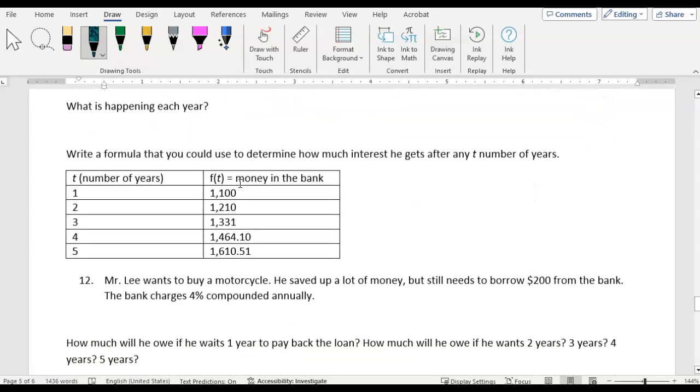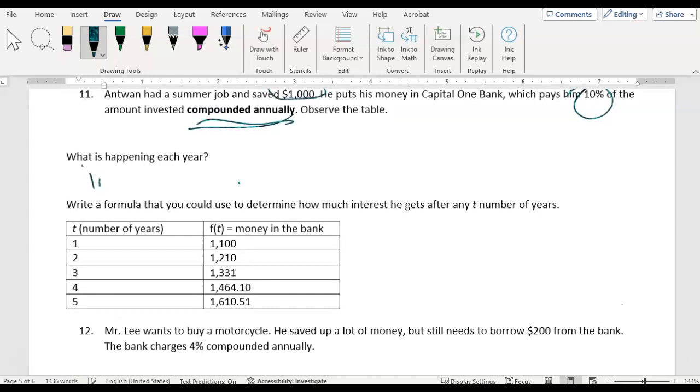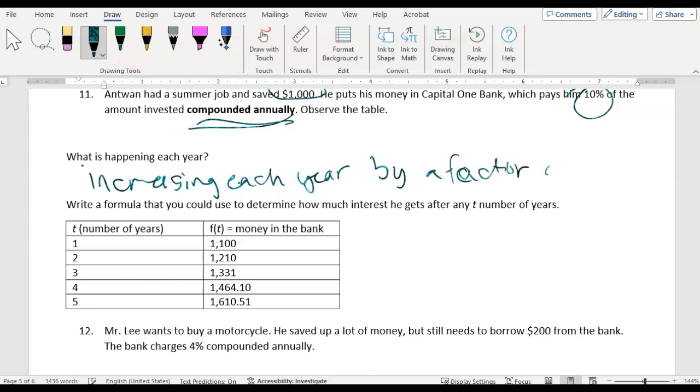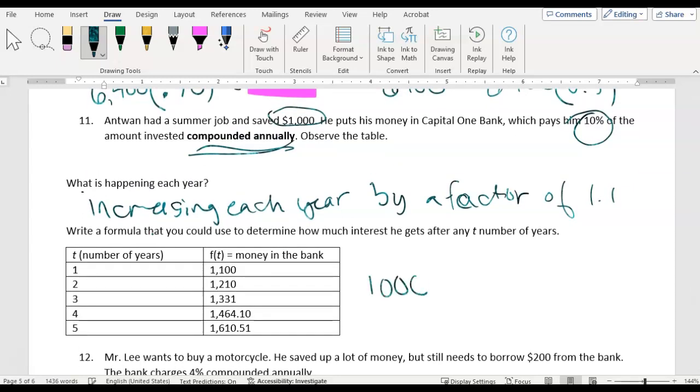So we're not looking at a monthly interest rate, we're looking at a per year. And it is increasing each year by a factor of 1.1, right? So if we were to write this formula then after T years, we would write it as, we have to go backwards to the original amount, which is $1,000 times 1.1 to the power of T, and we can write this as a function equals f of, not x rather, but T.